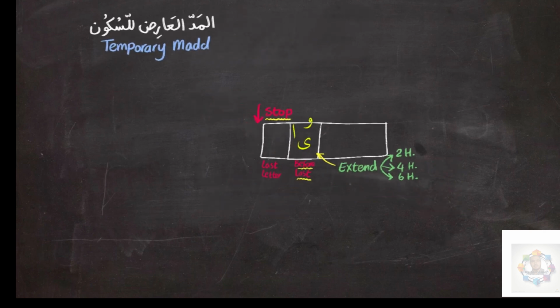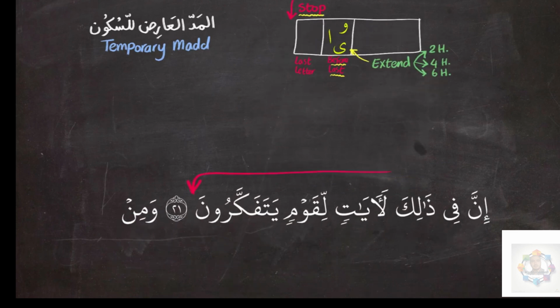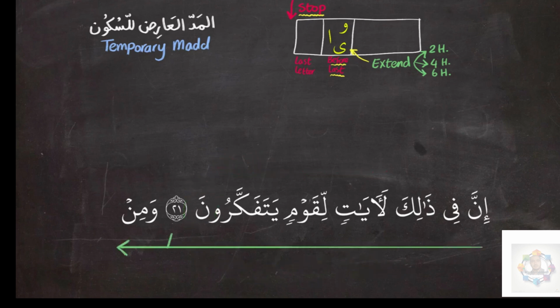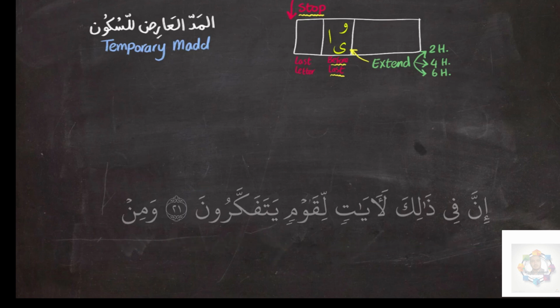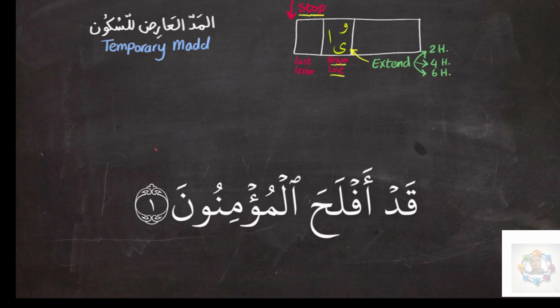And it is called المد العارض للسكون, or temporary med, because when you stop at the word, the short vowel that you see at the end of the word is removed and a temporary sukun is generated. But if you do not stop and you keep on reading, then the temporary sukun will never exist and you will have to pronounce the vowel at the end of the word. And we see the temporary med used in this example.